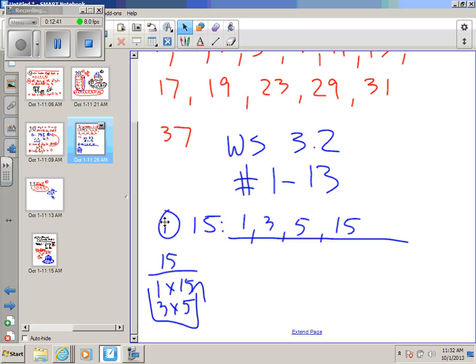Those of you doing the redo, backside, 3-1. You'll have numbers 1 through 12. And these are simply yes or no. Determine whether the first number listed is divisible by the second.